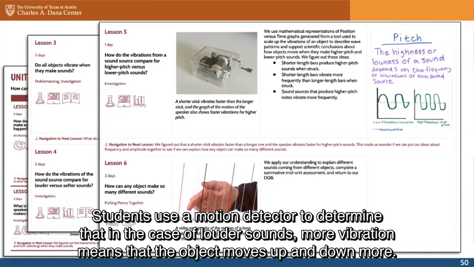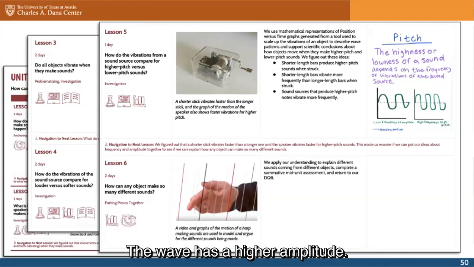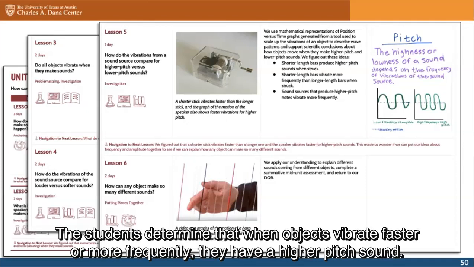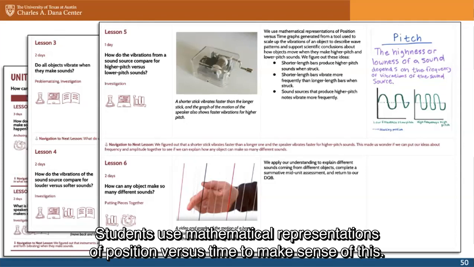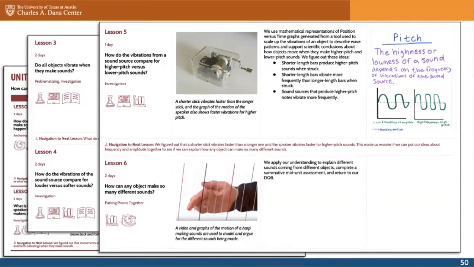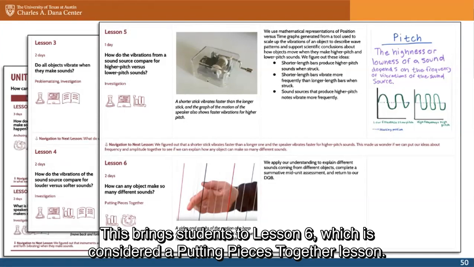Students use a motion detector to determine that, in the case of louder sounds, more vibration means that the object moves up and down more. The wave has a higher amplitude. Then students determine that when objects vibrate faster or more frequently, they have a higher pitch sound. Students use mathematical representations of position versus time to make sense of this. This brings students to Lesson 6, which is considered a putting pieces together lesson.